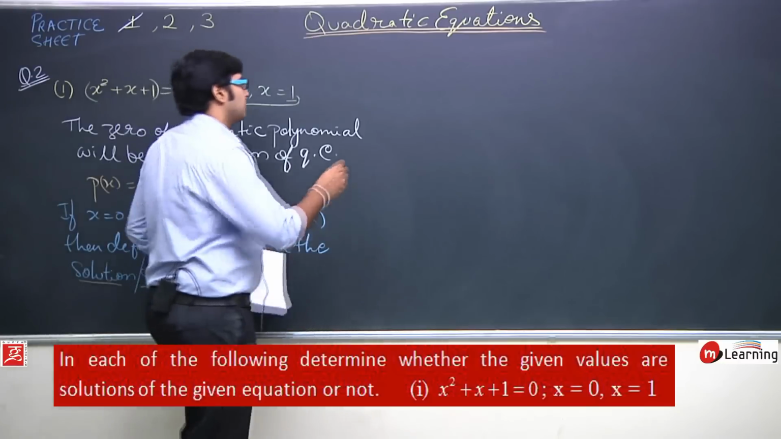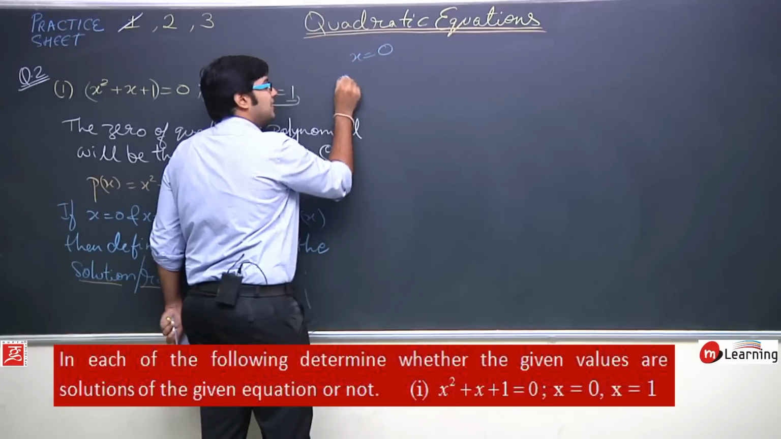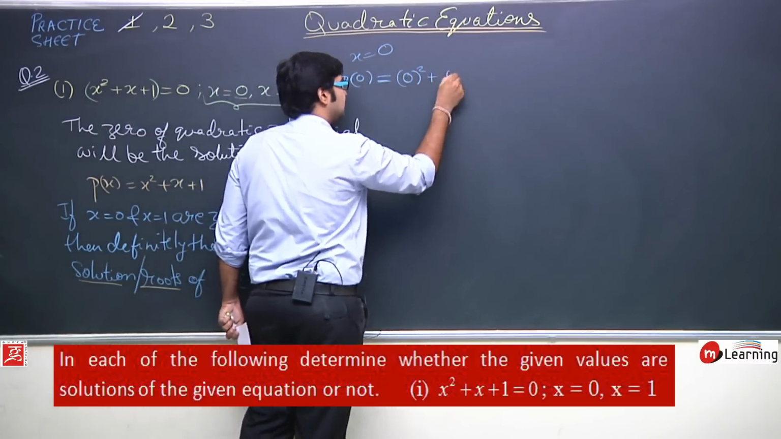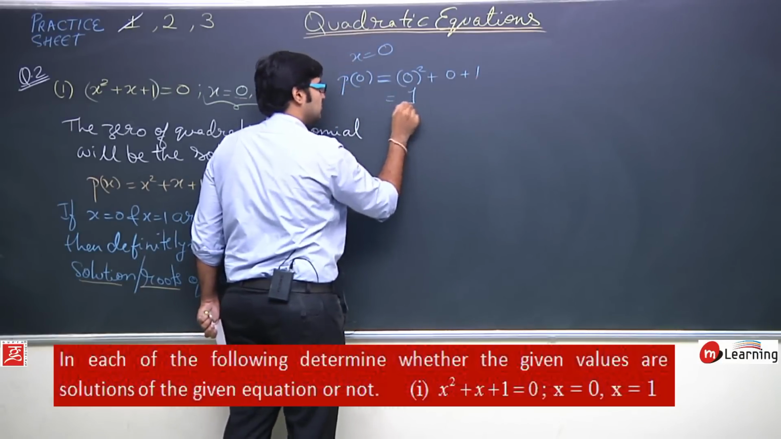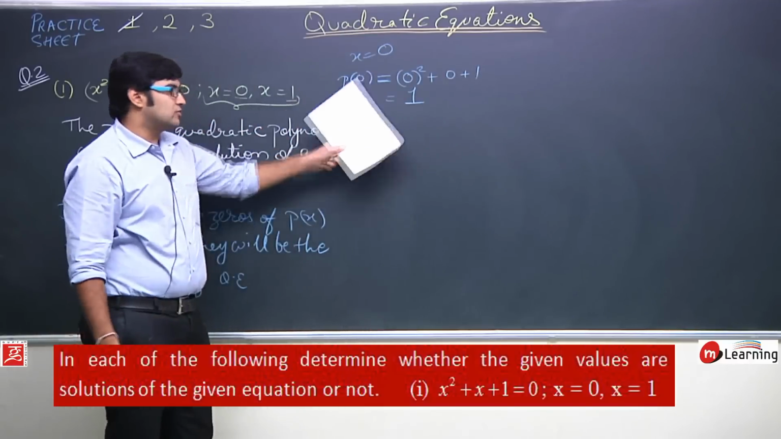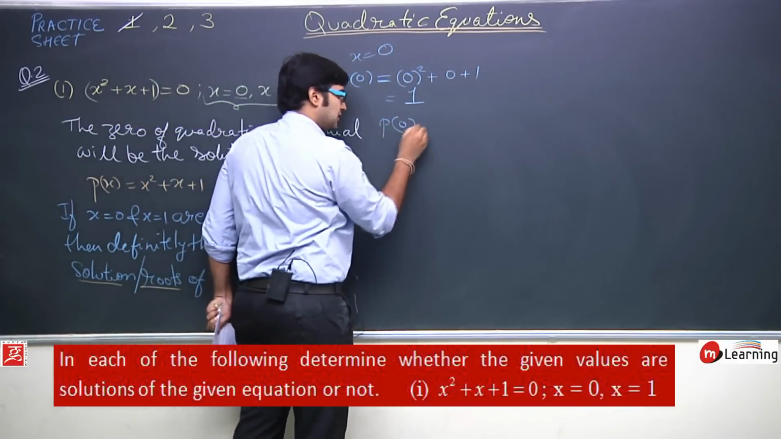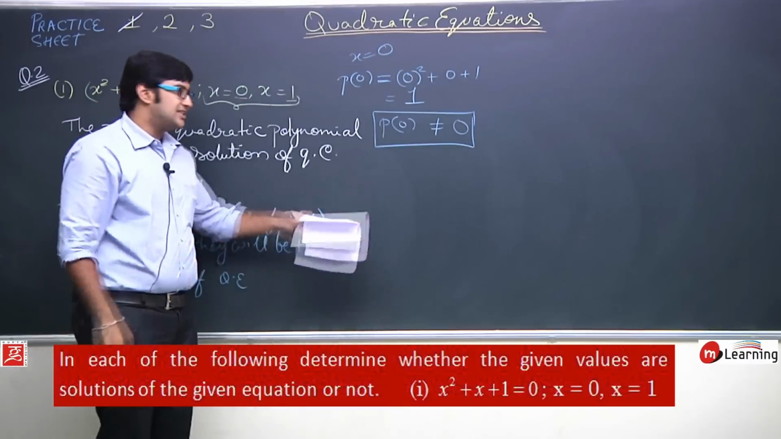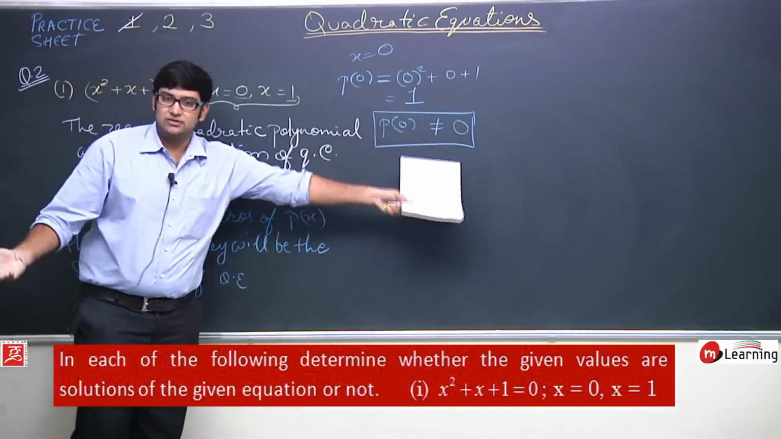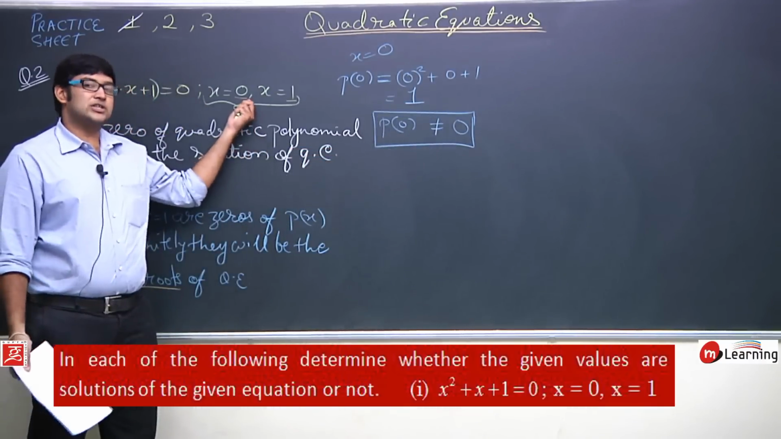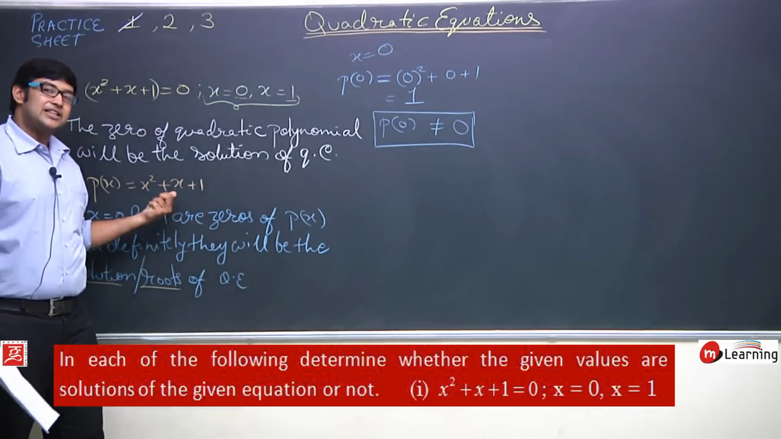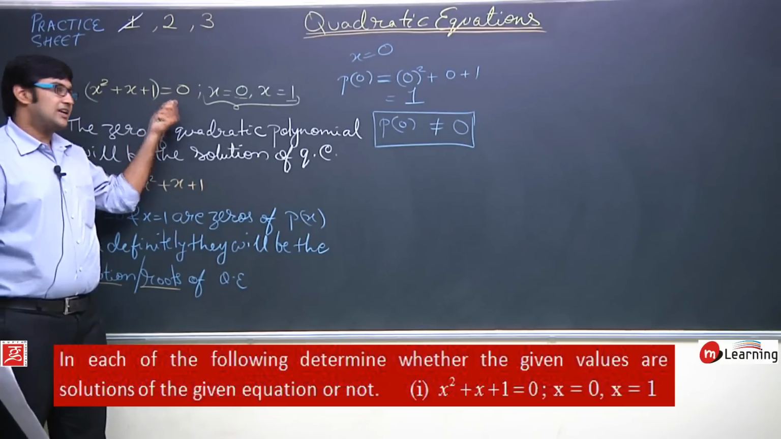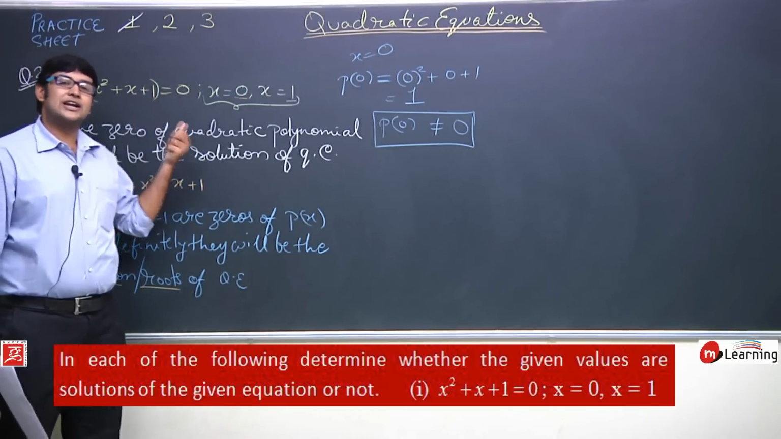So we have first x is equals to 0. So p of 0 will become 0 square plus 0 plus 1. This is equals to 1. So p of 0 is equals to 1. It means p of 0 is not equals to 0. Okay, p of 0, 0 नहीं है, 1 है. It means it's a non-zero value. Hence, if x is equals to 0 is not a zero of this polynomial, then definitely it is not a solution of this quadratic equation, or definitely it is not a root of this quadratic equation.